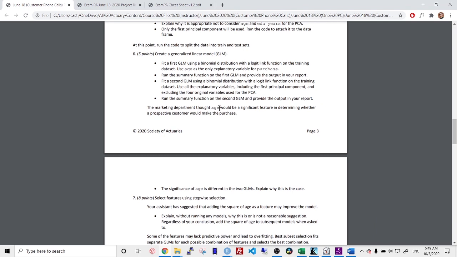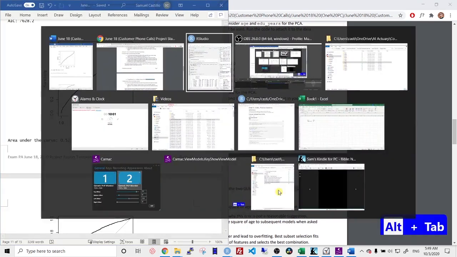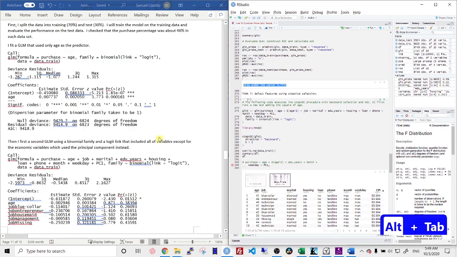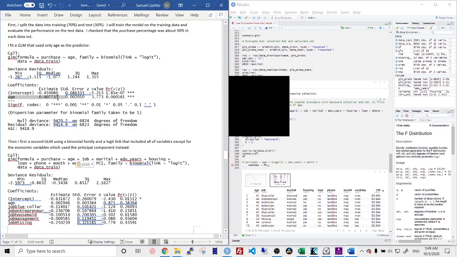Now, the marketing department thought age would be a significant feature in determining whether a prospective customer would make the purchase. The significance of age is different in the 2 GLMs. Explain why this is the case. This is really the heart of the question. So let's go and look. In the first model, this is the coefficient, right? 0.007, and the p-value is very small, which indicates that that is significant.